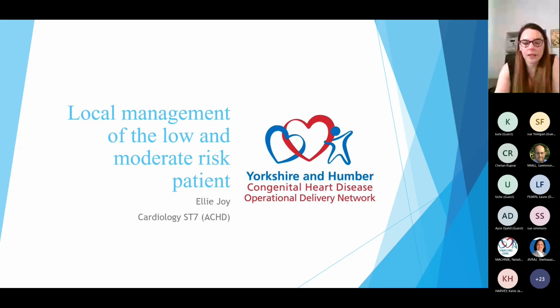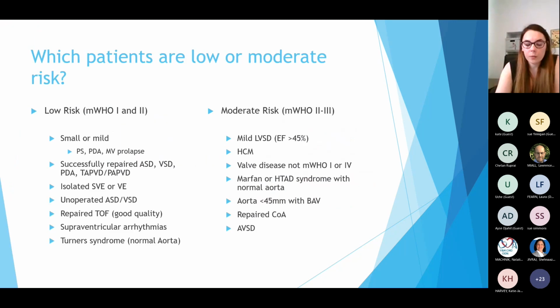I'm subspecialising in congenital heart disease at the LGI, and I've been asked to talk about the local management of the low and moderate risk patient. So there are multiple different risk stratification models for calculating risk for cardiac patients, including Sahara and CARPREG, but both the European and the American guidelines agree that the modified WHO classifications are the most reliable, and therefore that's what I've focused on here.